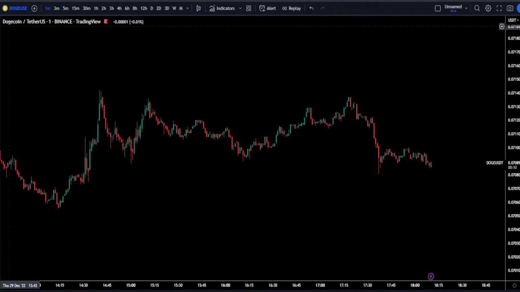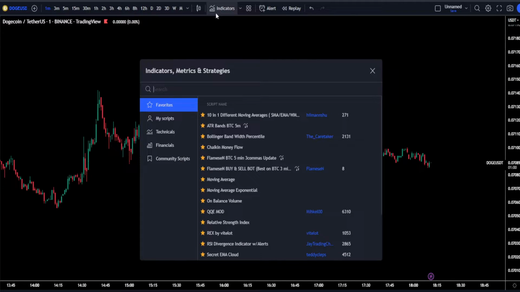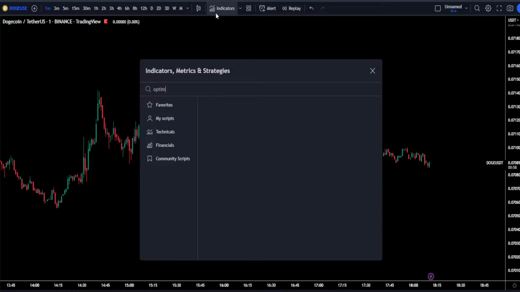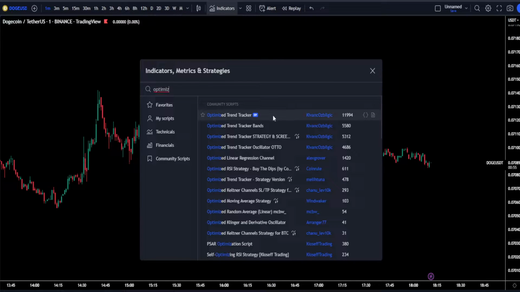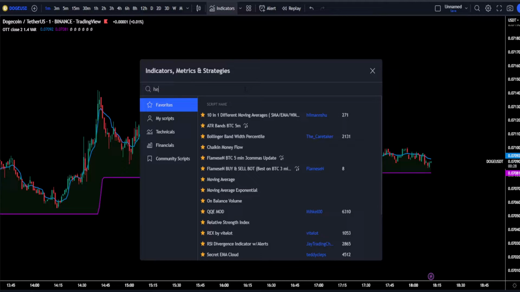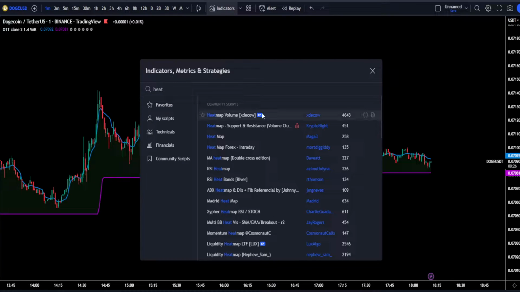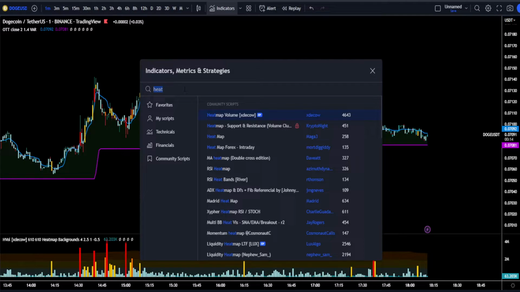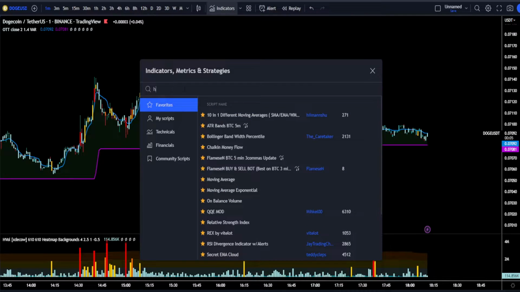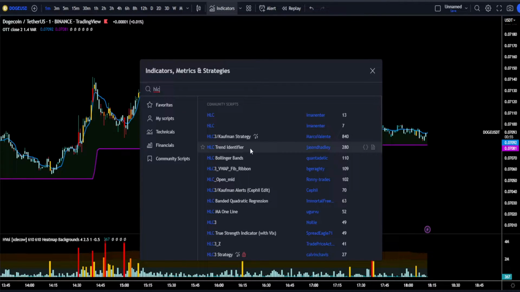Okay, so we're currently looking at the price of Dogecoin versus USDT on the 1-minute time frame. Now let's go ahead and add our indicators to the chart. So the first indicator we will search for is called Optimized Trend Tracker, which is this one here by Kivanc Ozbilgic. For the second indicator, let's add our heat map volume indicator, which is this one here. And finally, let's add our last indicator, which is named the HLC, which is this one by Jason D.